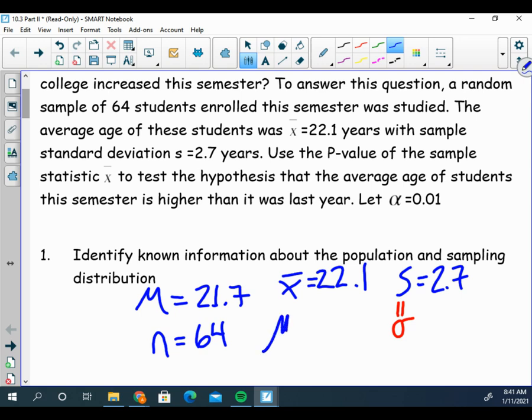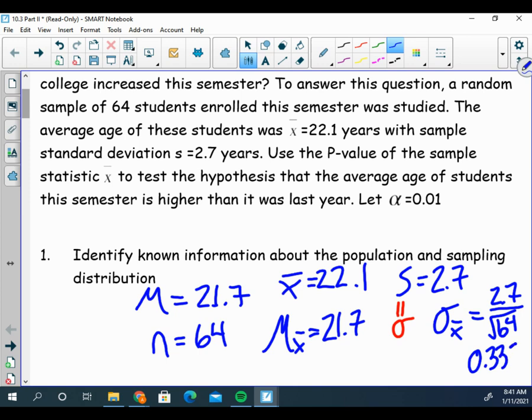The mean of that sampling distribution, again, is the same as that population mean. Standard deviation, 2.7 divided by the square root of 64. And I get 0.338. Okay, this is our important info.